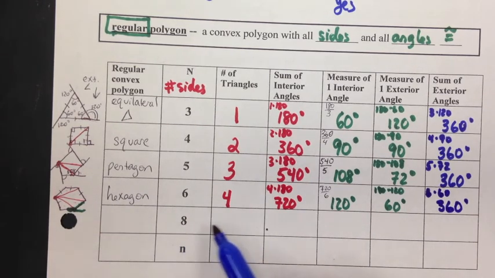Okay, so at this point, we're going to stop for a minute. I want you to do an 8-sided figure. See if you can fill this in, and then we'll come back to part 2 and see if we agree.